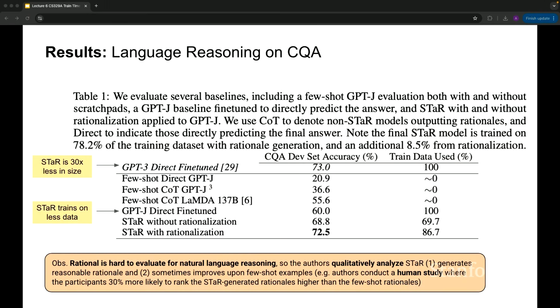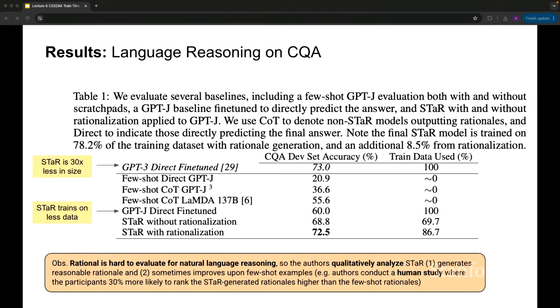The other interesting set of results here were on common sense reasoning. This was a question that several folks asked here. They actually tried to see the rationales for CommonsenseQA. They showed them to human raters and asked them how likely they are to prefer the rationales from STaR versus otherwise. So STaR-generated rationales versus the few-shot rationales in the rationale data set. They compared those, and what they found was that the qualitative analysis showed that their rationales were pretty reasonable.